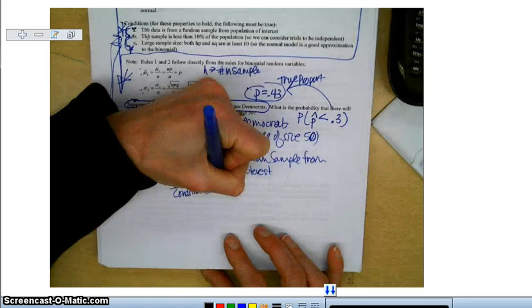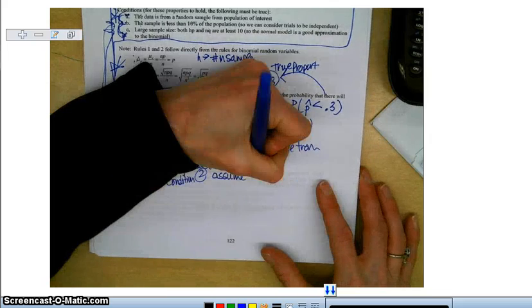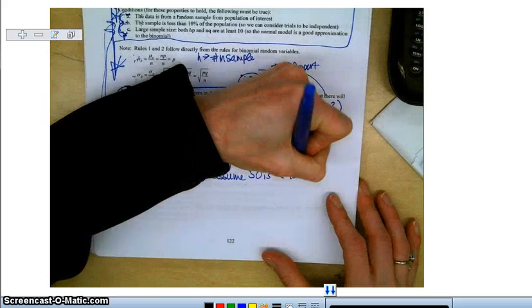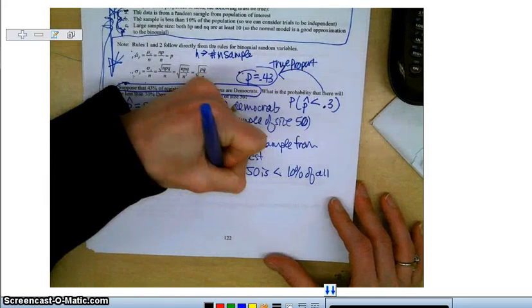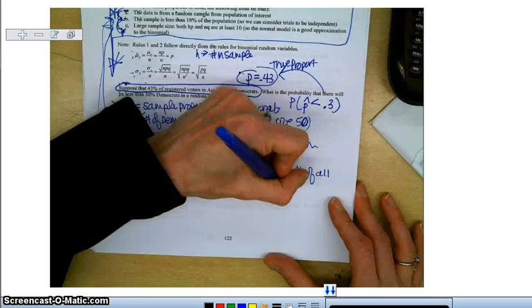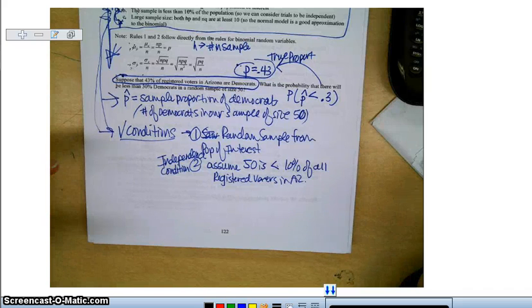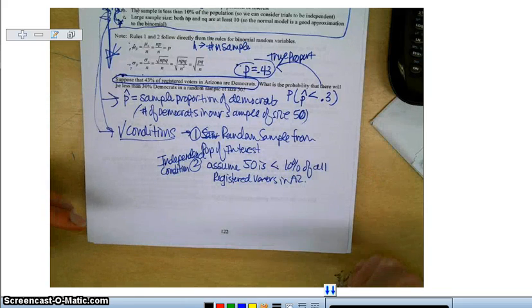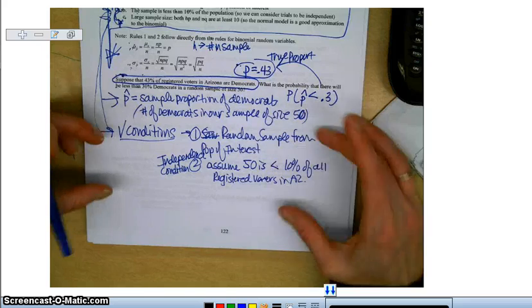There's the random condition, the independence condition. So we assume whatever our sample size is. What's our sample size? 50 is less than 10% of all registered voters in Arizona. Try to always talk a little bit in the context of the problem. The context of the problem means just referring to, we're talking about voters in Arizona, or doctors working in all the hospitals in Texas. Whatever you're talking about, try to refer to it at least once in checking your conditions.